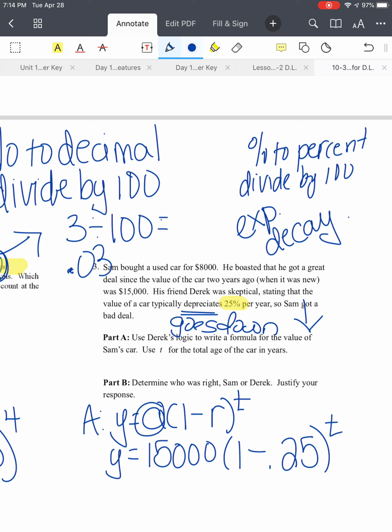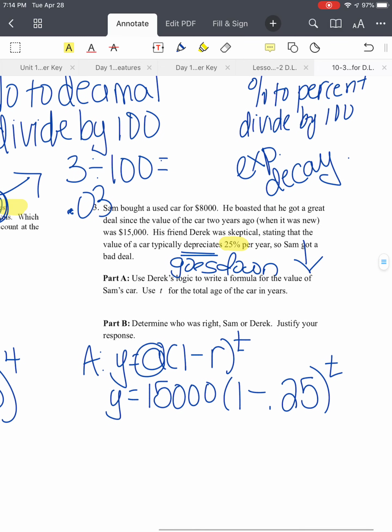So that's just a formula for the value of Sam's car. T is time in years. So I could put in 1 year later or 2 years later or 10 years later to see what the car would be worth. Okay, part B says determine who is right, Sam or Derek.